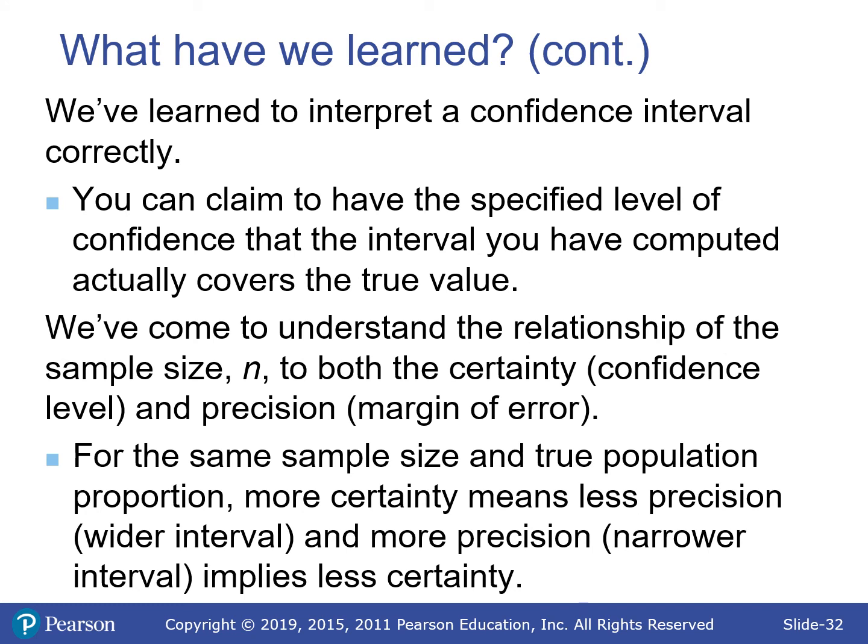So that's I'm 100% confident that it's between 0 and 1. I'm very certain, but there's no precision there. And then more precision implies less certainty. That's where I'm 35% confident that it's in this little interval.